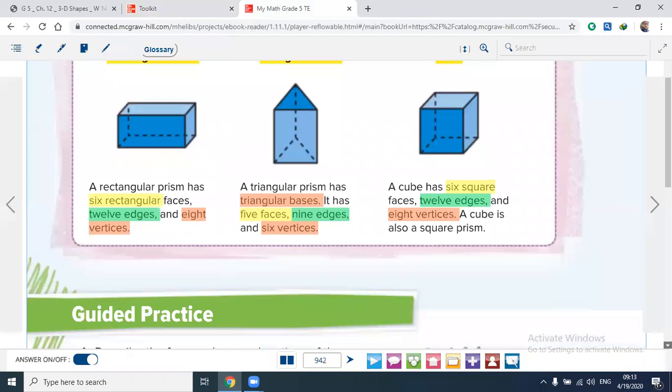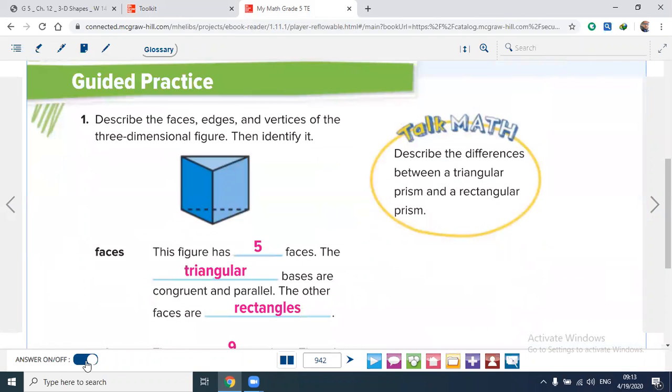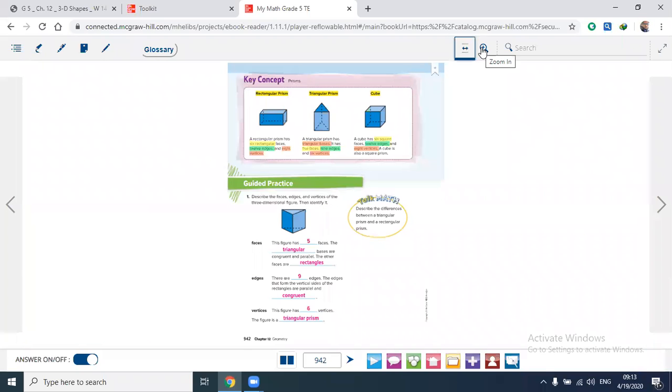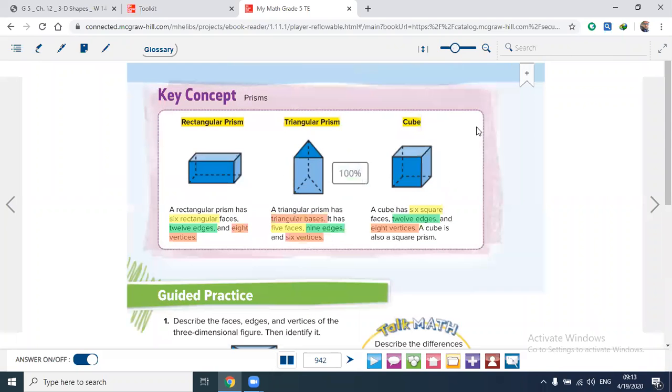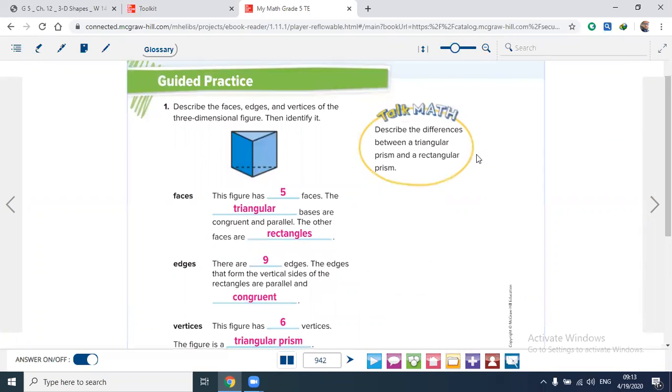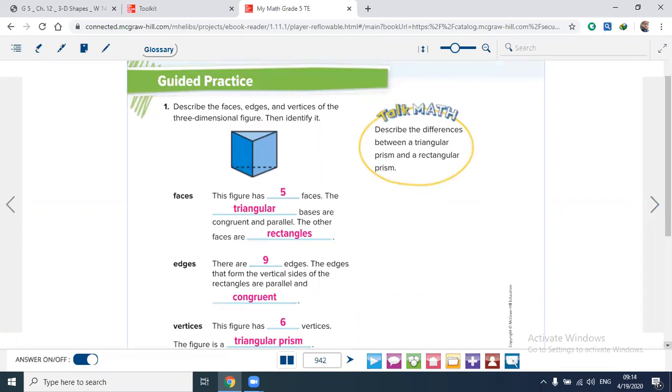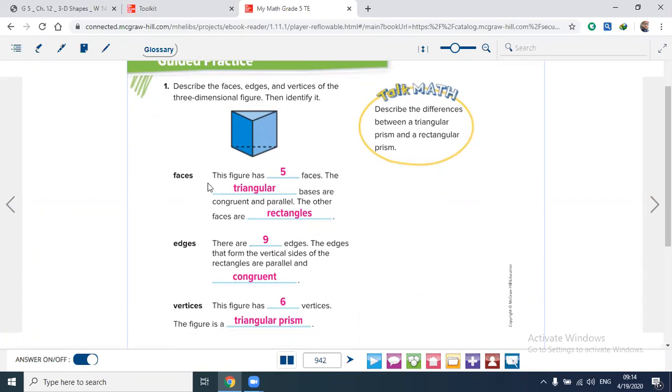Now let's go with practice number 1. Okay, describe this shape. As you see here, the faces of the shape: this figure has 5 faces. If you count the lateral sides, it's 1, 2, and behind 1, now 3, and 2 triangular faces. Now the total is 5.